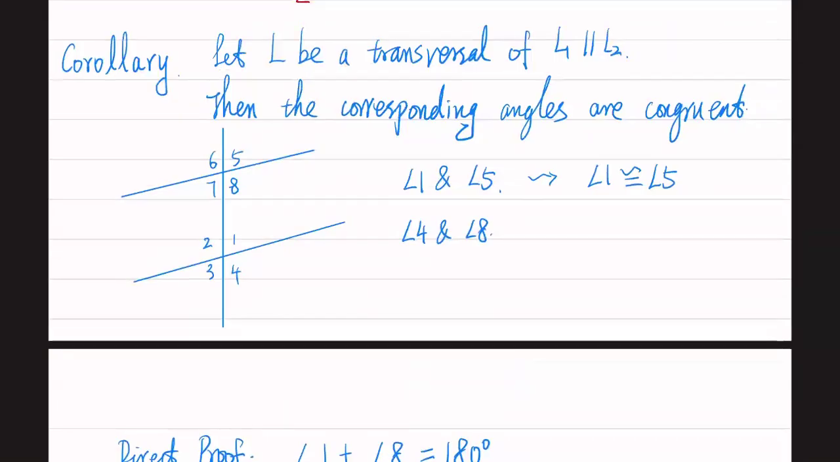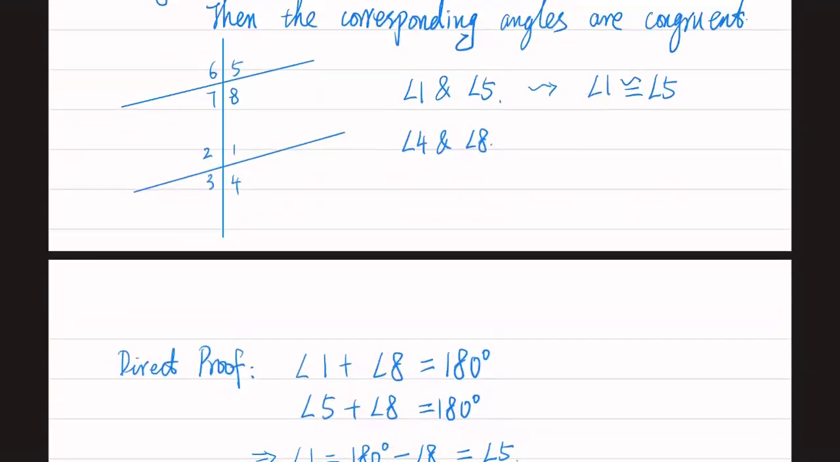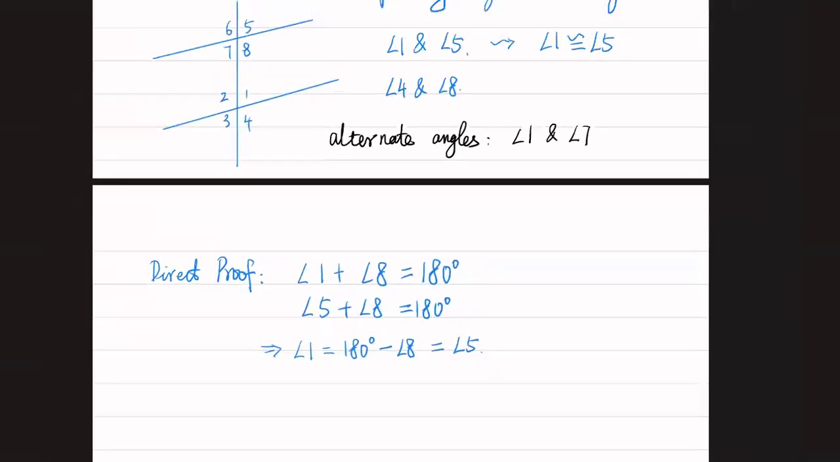What are the alternate angles? Oh, alternate. 4 and 6. Okay, to make it easier for drawing, I will go with 1 and 7. It's the same thing. Now we claim they are also the same. Could you give me a quick proof why they are the same?